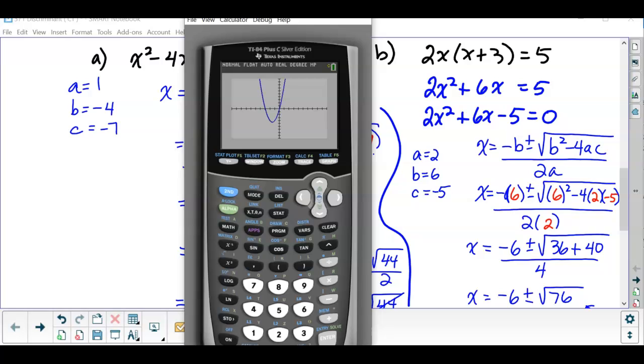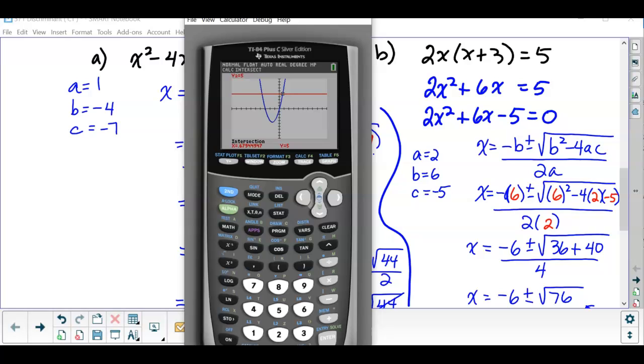So there's the left side, and the right side is constant. So it's really easy to see where they intersect. So if I go second trace, intersect, I'm going to go enter, enter, enter. That's the right hand for the largest x-intercept, okay? Is that going to be the one where we're adding or subtracting the radical? Adding, right? Because we've got to go bigger. If we're subtracting, it would go the other one.